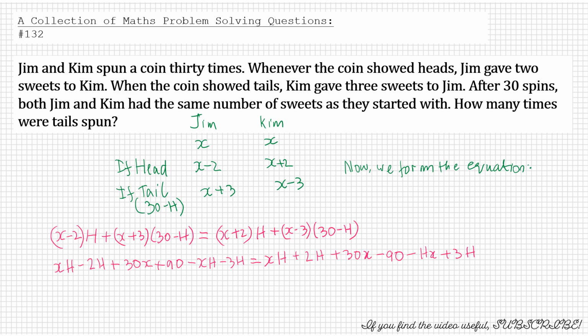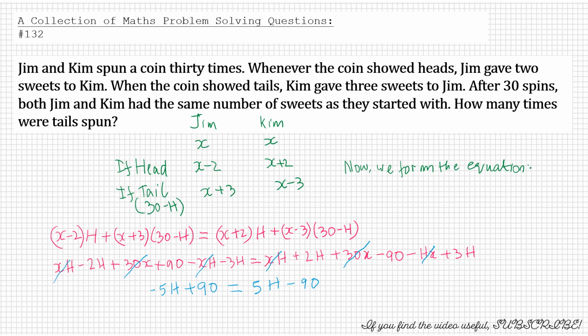Once we have written these down, you will see there are lots of terms that cancel out. On the left hand side you have XH and a minus XH, they cancel out. And again on the right hand side you have an XH and a minus XH to cancel out. Both left and right hand side have a 30X, so we cancel them out. You're then left with minus 5H plus 90 on the left side, and that would equal plus 5H minus 90 on the right side. So they don't cancel out.